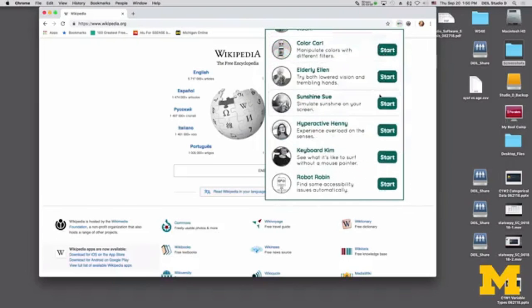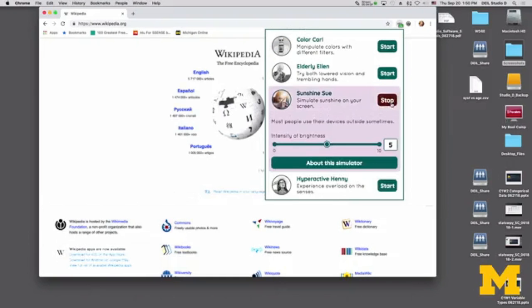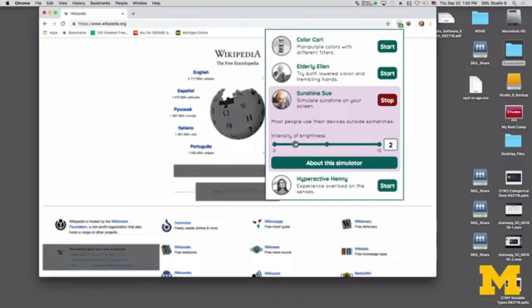Then they also included some where it's a combination of lowered vision and trembling hands. The last one I like right here is the Sunshine Sue. This is accessibility even more for everyone, because so many people take their devices outside. You can say, oh, hey, if it's really bright outside, are people going to be able to see what's on my screen? Or should I be changing some of my color combinations and contrast?